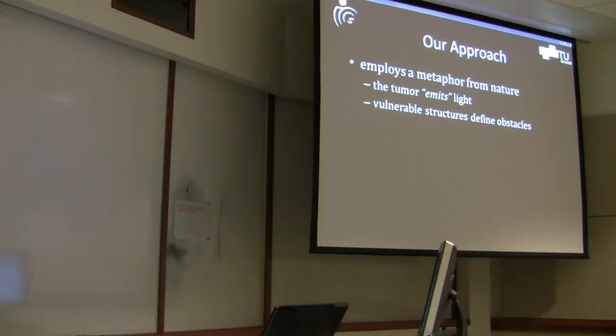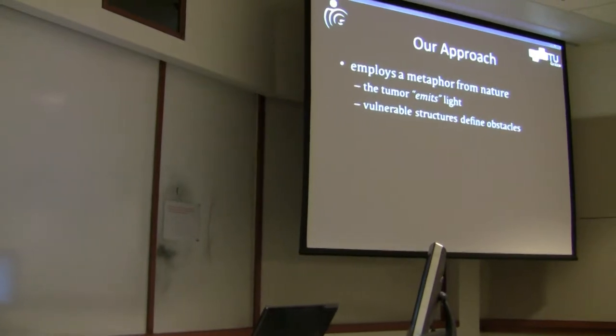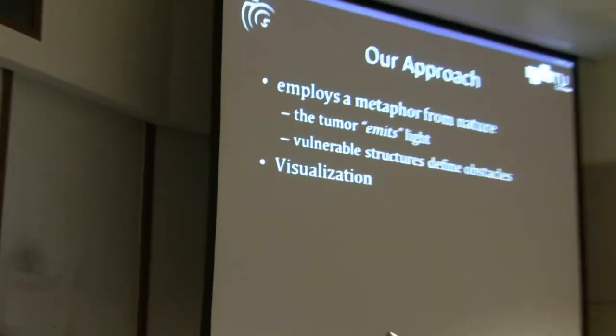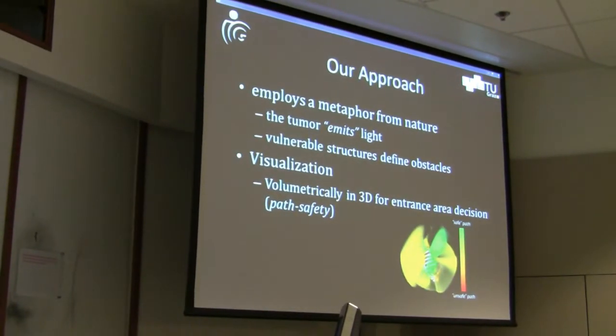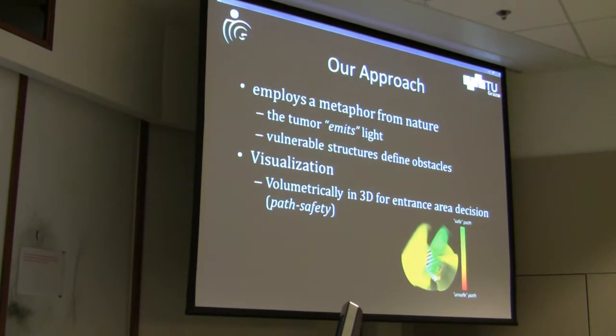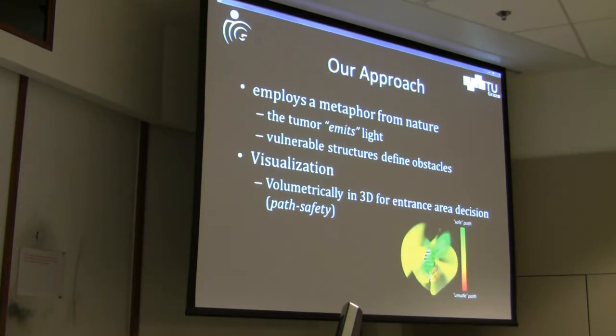Vulnerable structures act as completely opaque or semi-transparent obstacles that block the virtual light which is emitted by the target structure. Our interactive visualization system provides a 3D representation for a good overview over all access paths. We call the safety information for each path, path safety.